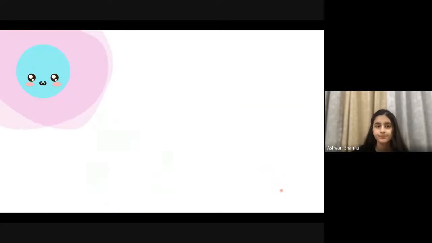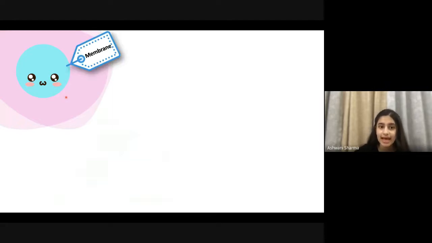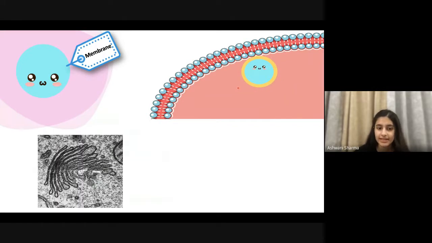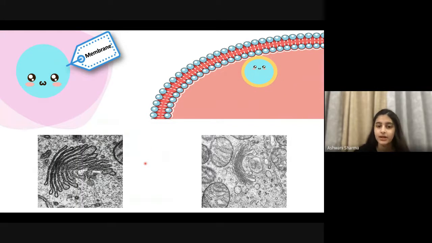Now over here, let's suppose this is another protein. The Golgi apparatus kind of puts a tag on the protein, telling it where to go. So this protein over here is destined to be sent to the membrane of the cell. So it gets transported there inside a vesicle. Over here, you can see the microscopic image of the Golgi apparatus.